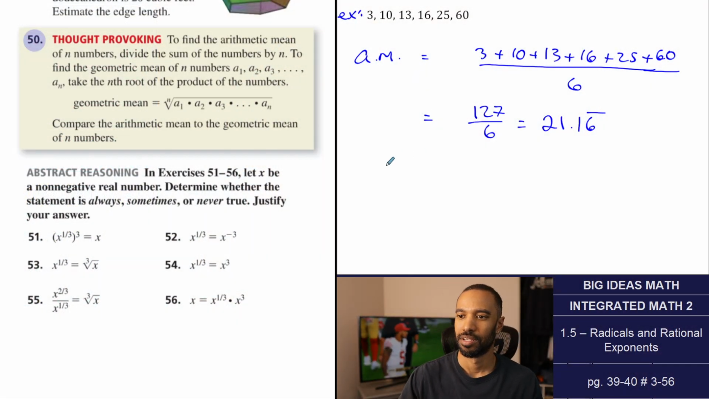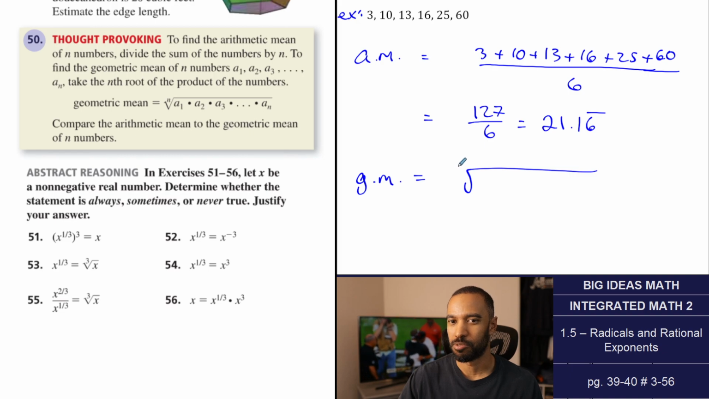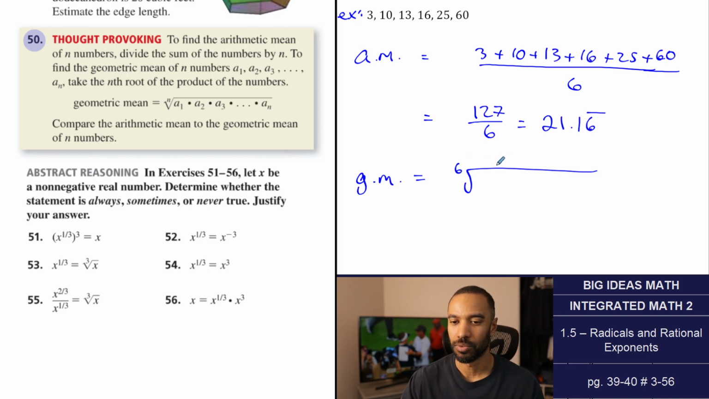3 plus 10 plus 13 plus 16 plus 25 plus 60 divided by 6. All right, 21.16 repeating. Okay, the next one we're going to do is geometric mean, which is multiplying these. Normally you do the geometric mean just between two numbers. Not that you have to, but that's normally when it's established what you do, at least in geometry.